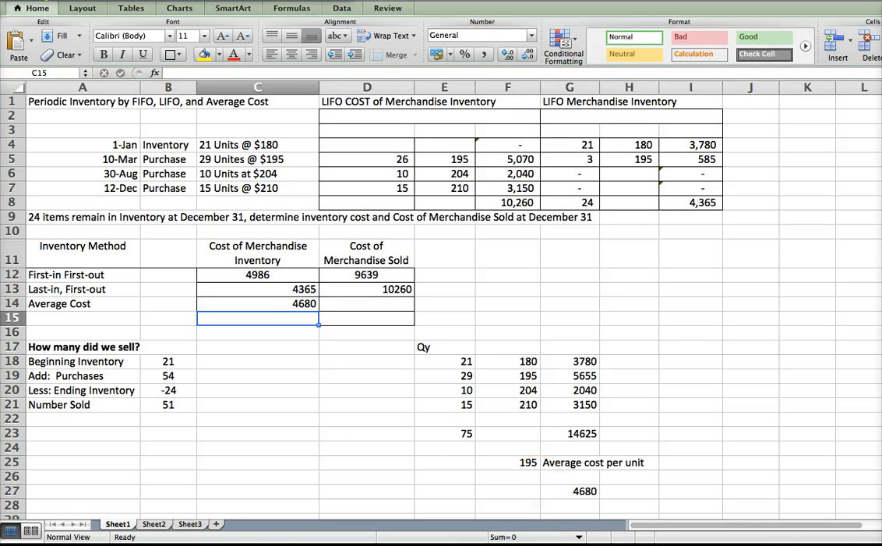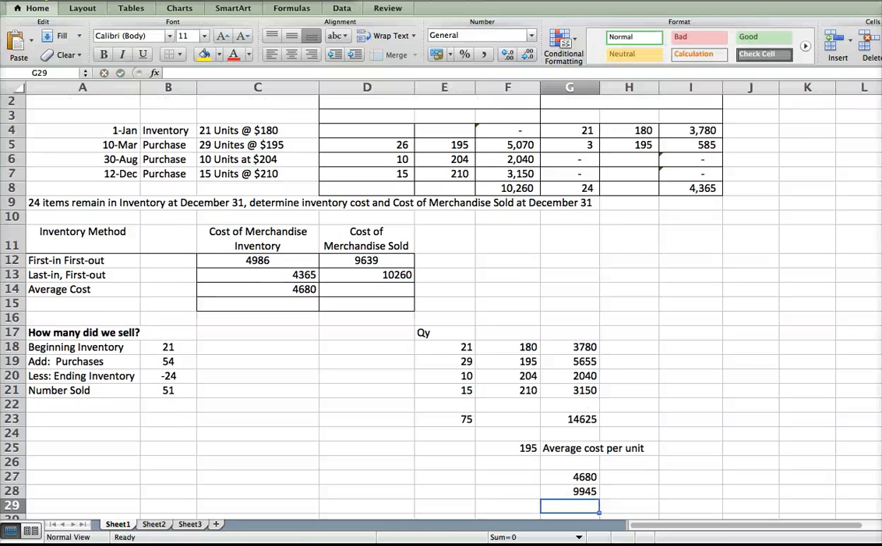Okay, I know that I sold 51 units. How did I know I sold 51 units? Because I calculated it earlier. So I'm going to say 51 units times the average cost, which was $195. And I will get $9,945, and that is going to be my cost of merchandise sold. And that is how you calculate inventory under the assumptions of FIFO, LIFO, and average cost.